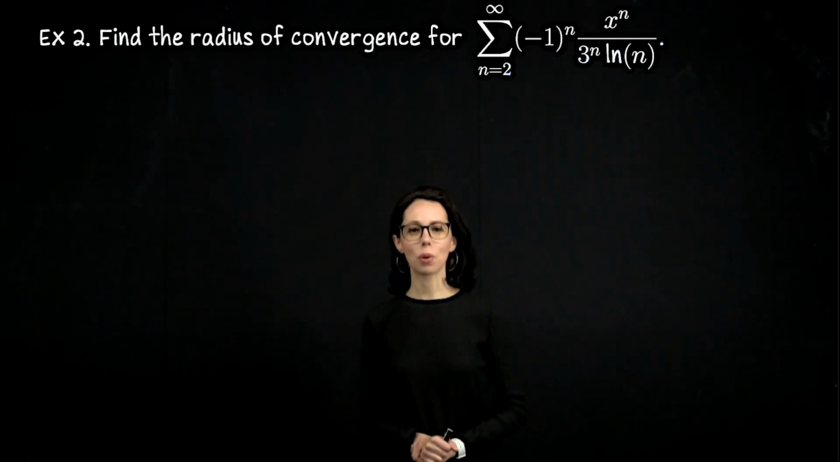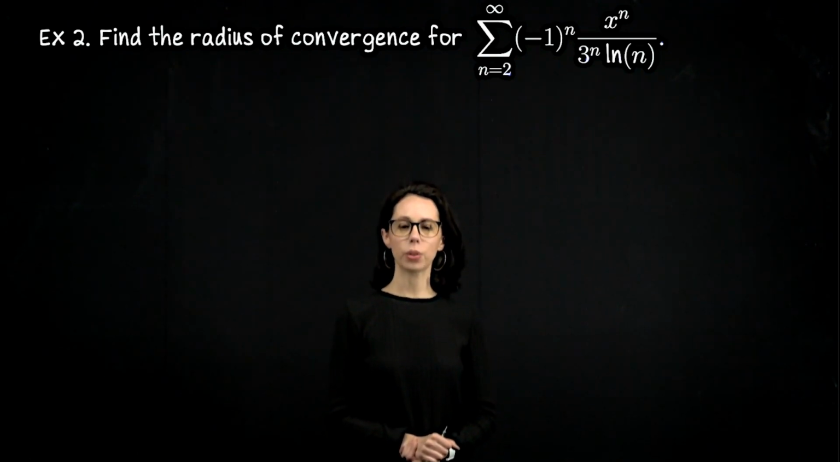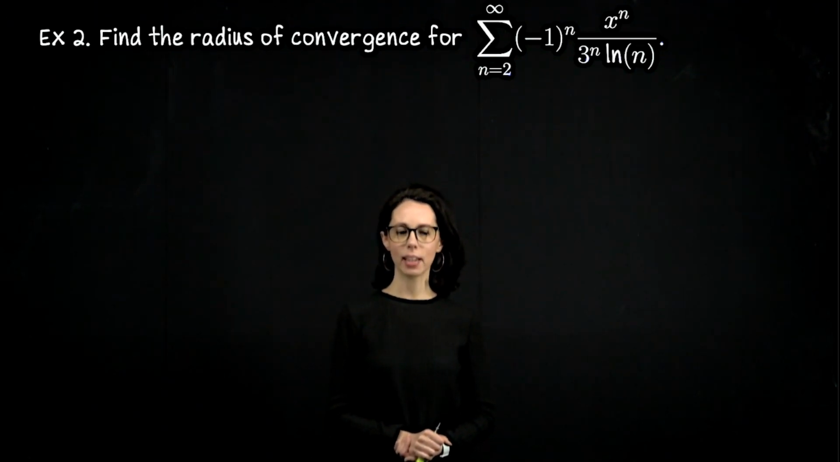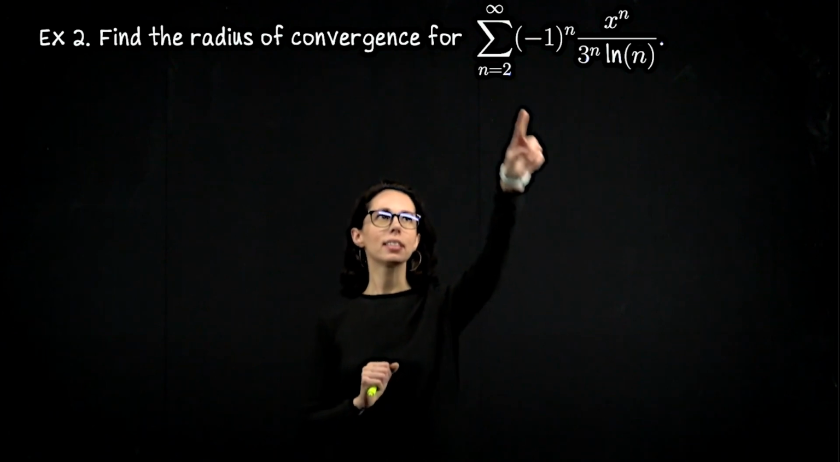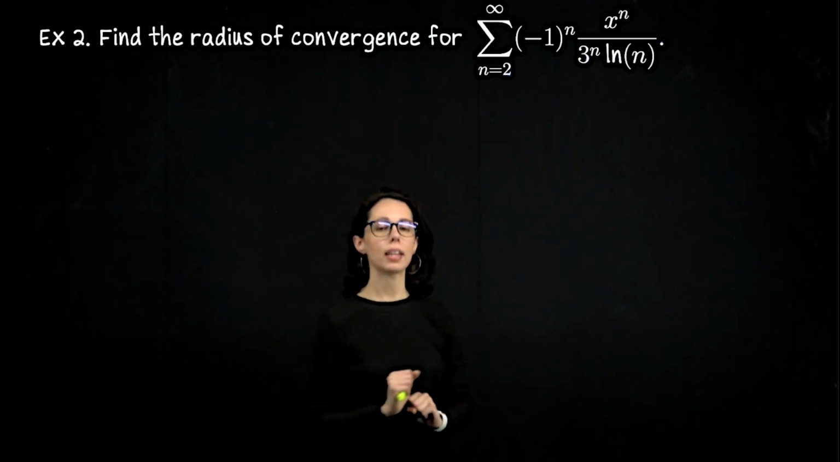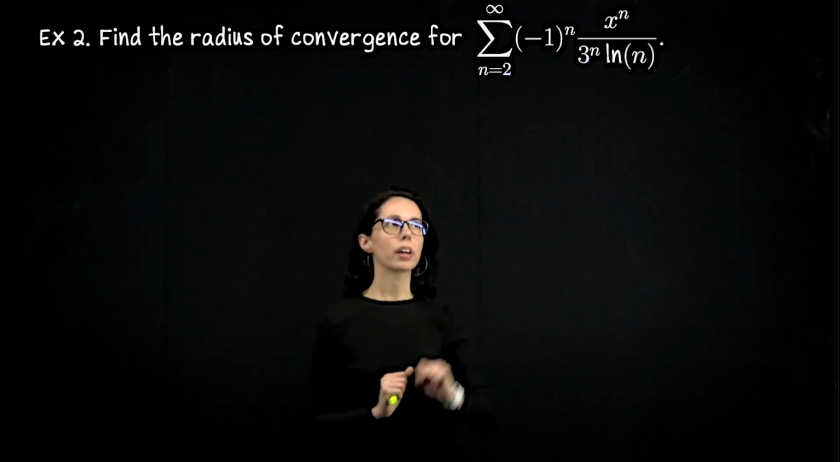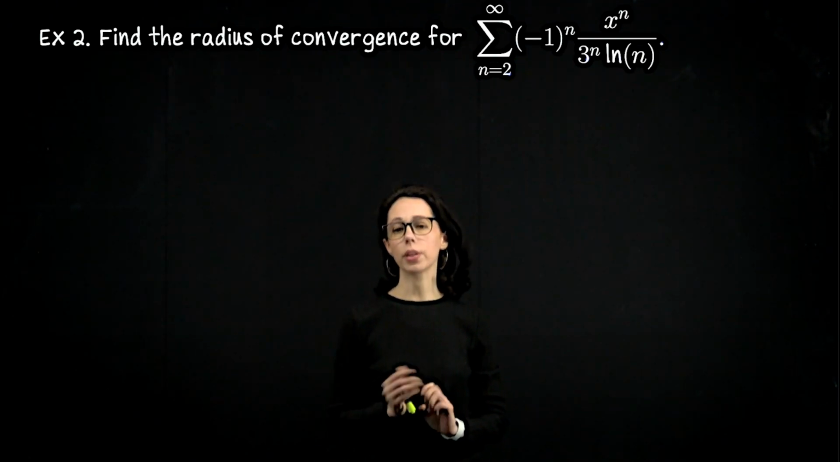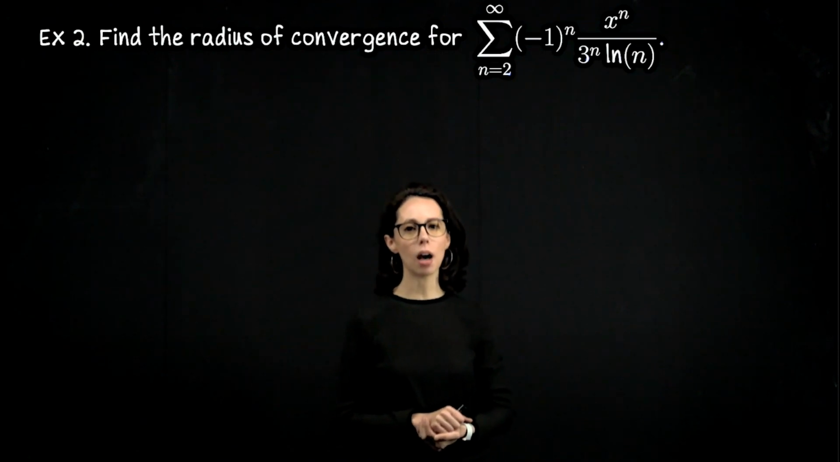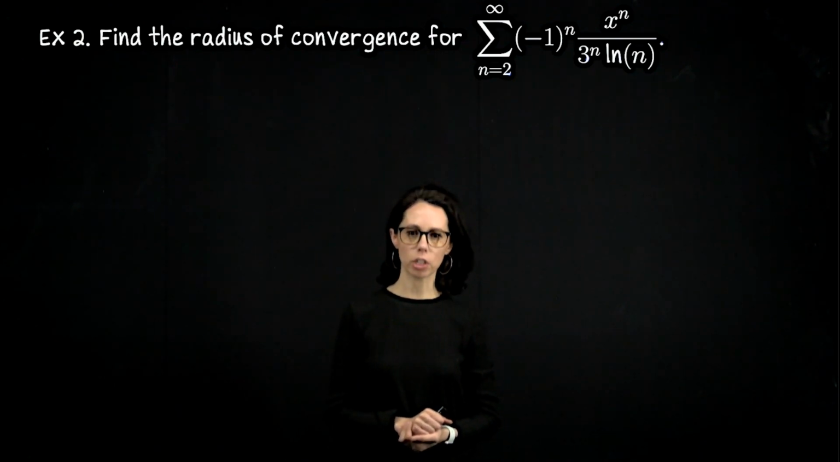In this second example, we are looking at the power series whose terms look like -1 to the n times x to the n over the quantity 3 to the n times the natural log of n. If you're wondering why this series is indexed from n equals 2 to infinity, notice that the natural log of n in the denominator would give us an expression that was not defined when n equals 0 or 1. So those first couple terms are chopped off, but that doesn't affect the radius of convergence.